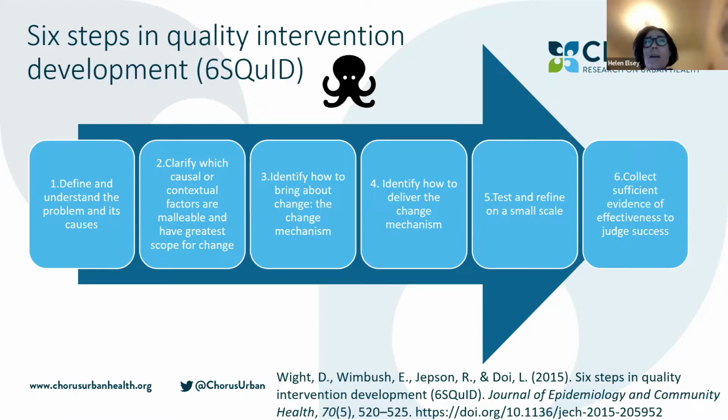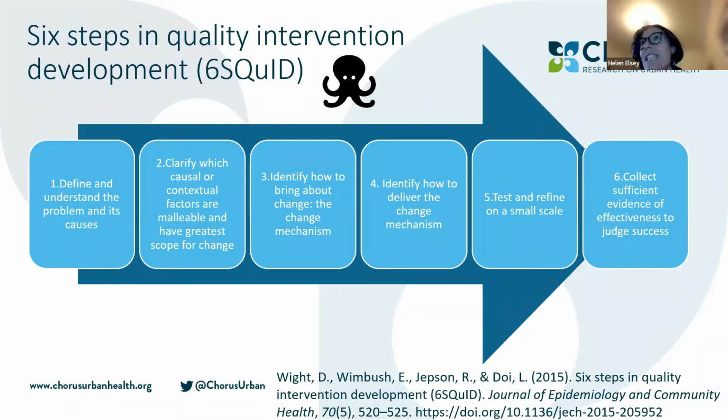And then step 3 as well. Okay, we've identified the bits we can change in the system. How do we actually do that? What are the mechanisms? What is actually going to take us from the current situation to the outcome we want? What are these mechanisms of change? And then step 4 is how are we actually going to deliver that in practice? What are the actions that we need to follow to deliver those change mechanisms?